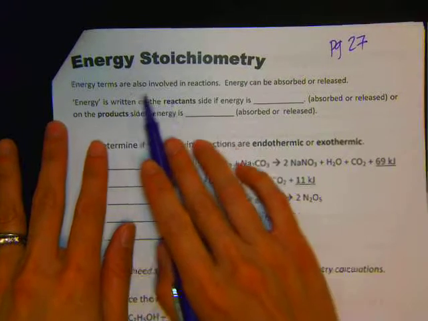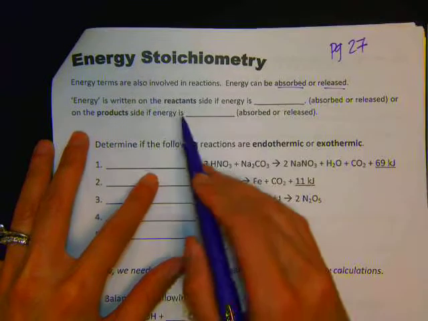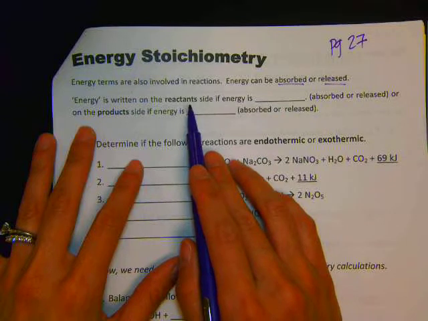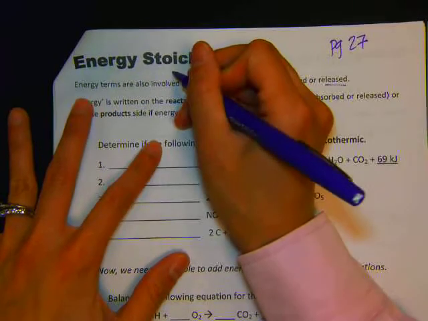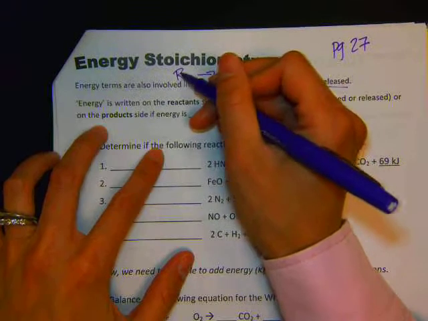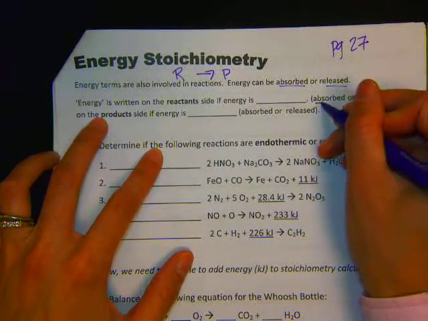Energy terms are also involved in reactions. Energy can be either absorbed or released. So if energy is written on the reactant side, do you remember which side is the reactant side? The left. So reactants, right, give us products. So if it's written on this side, it means it's absorbed.